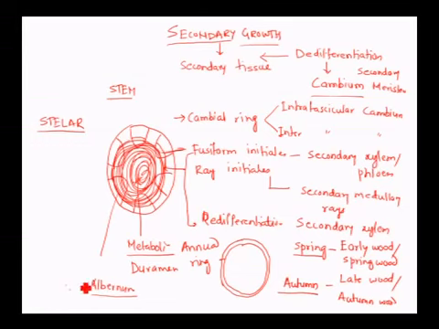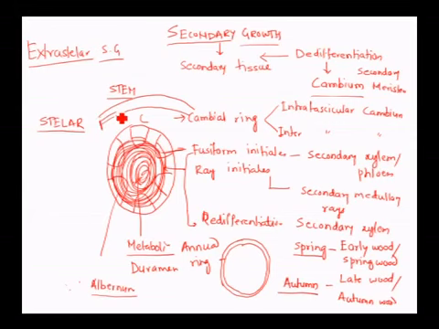As you move further, there is extrastellar secondary growth. In extrastellar secondary growth, this is epidermis, this is hypodermis, and this is cortex. So in this region, a cambium develops, and this we call cork cambium. Scientifically we call it as phellogen.